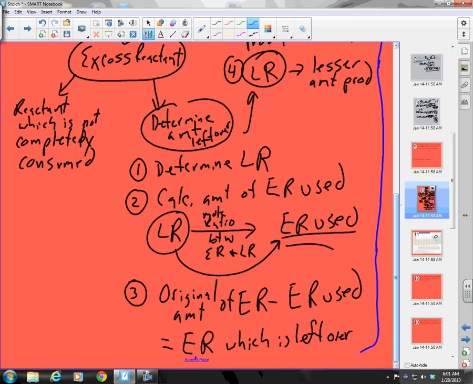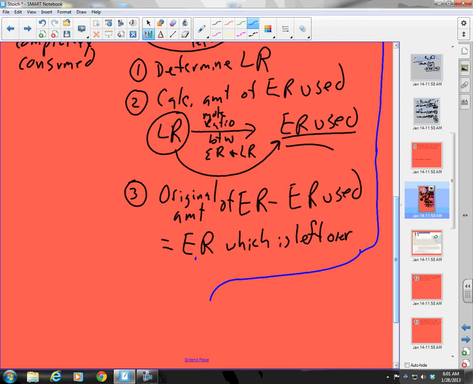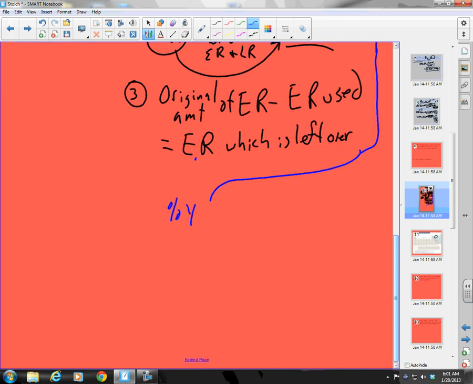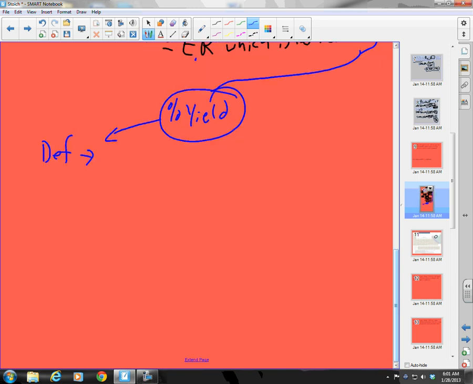We need to extend the page. Percentage yield. This is our last calculation we're going to do in stoichiometry. And the place to begin is where? Let's give a definition. What is the percentage yield? It is a measure of the efficiency of a process. That's what I would call it, a measure of efficiency of a process.